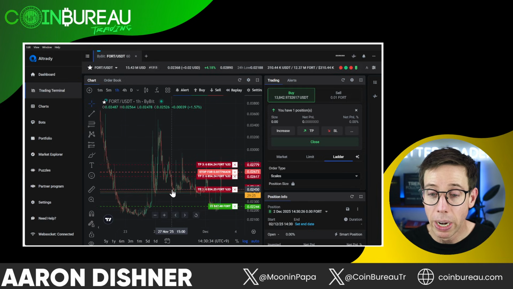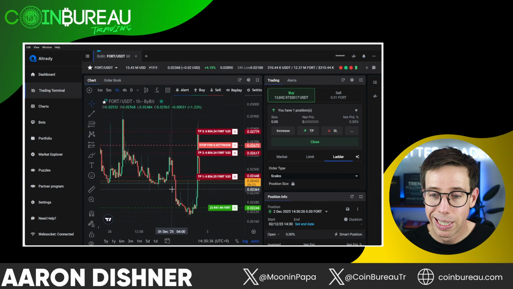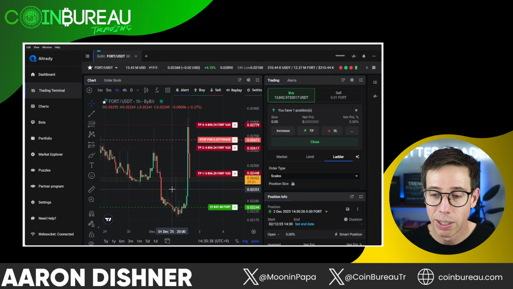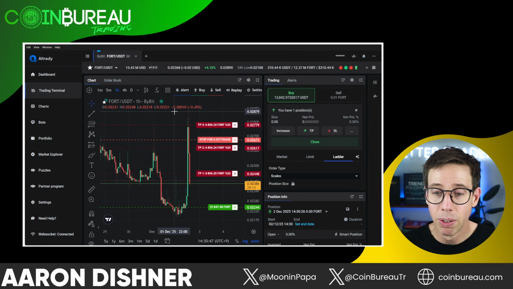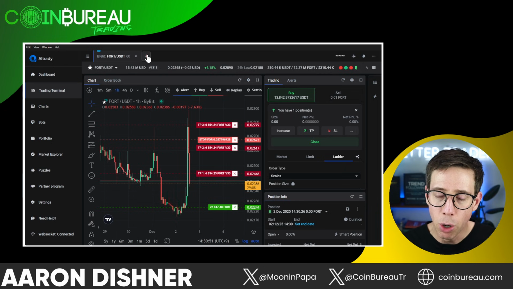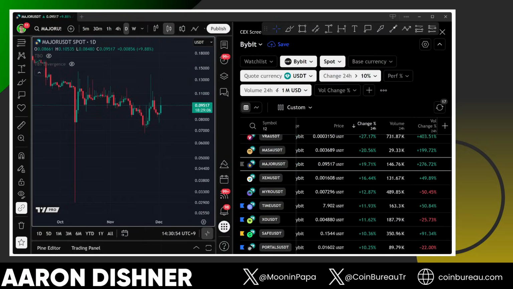Now, even though Fort has been on a downtrend, it's still a great chart for trading. I've traded it several times. It's really fun for trading because it's so volatile. Let's see if this thing actually gets filled. That'll be great. So this thing pumps and dumps a lot. So take that as a warning. It pumps and dumps a lot. But let's go back to TradingView because I want to look at major.